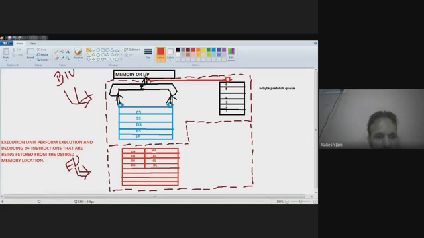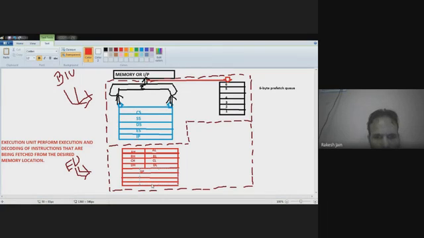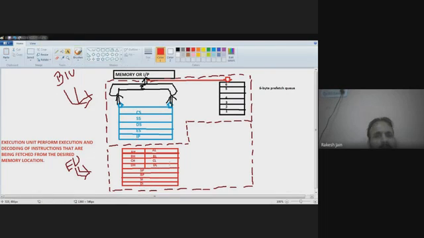SP, BP, SI, DI are the remaining registers: stack pointer and these kinds of registers. We will see what the meaning of those is later on. First, just see this diagram. Okay, so these are the register section in case of the execution unit, which performs the execution and decoding of the instructions. Apart from these, the flags.